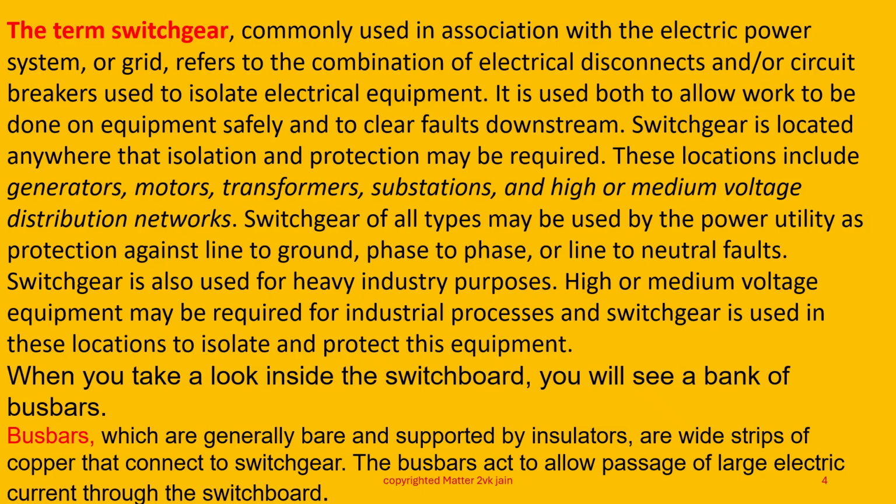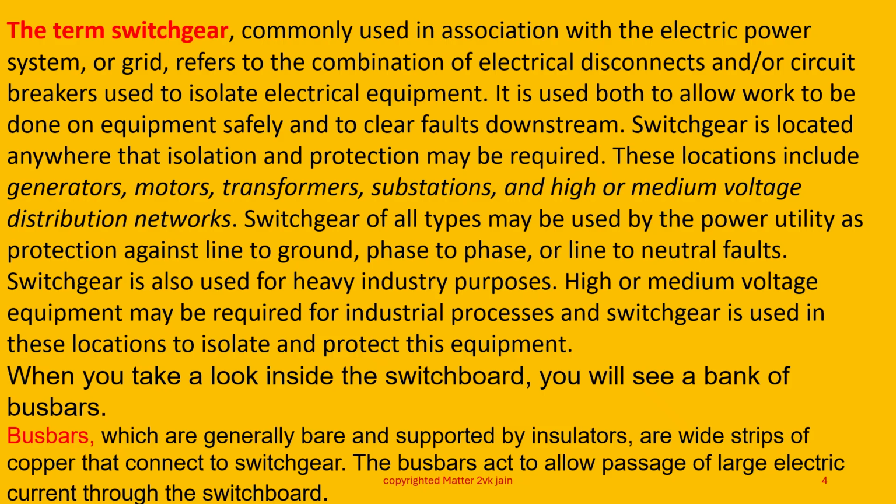Switchgear of all types may be used by power utility, that means electricity board, as protection against line to ground, phase to phase, or line to neutral faults. Switchgear is also used for heavy industry purposes. High or medium voltage equipment may be required for industrial processes, and switchgear is used in these locations to isolate and protect the equipment. When you take a look inside this switchyard, you will see a bank of bus bars.